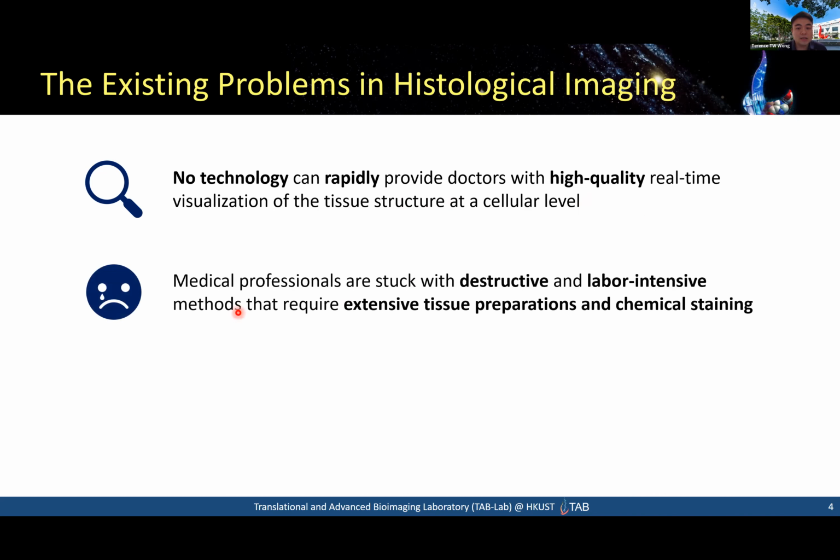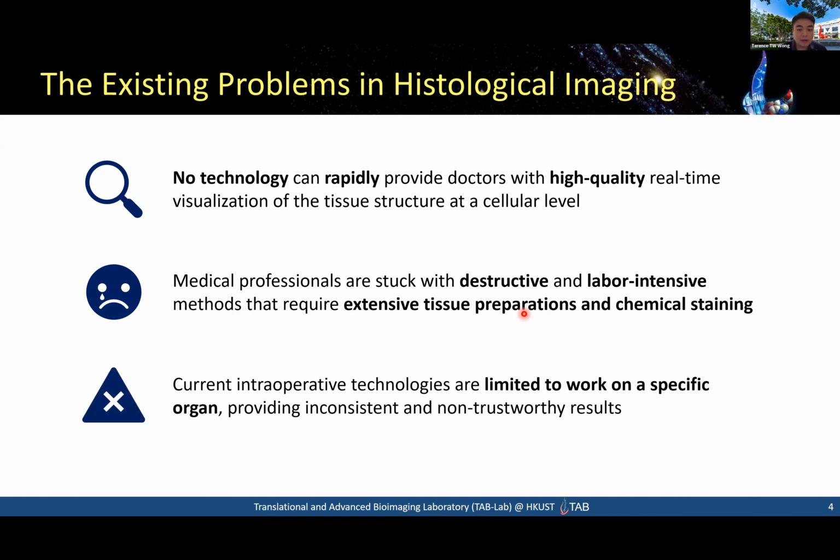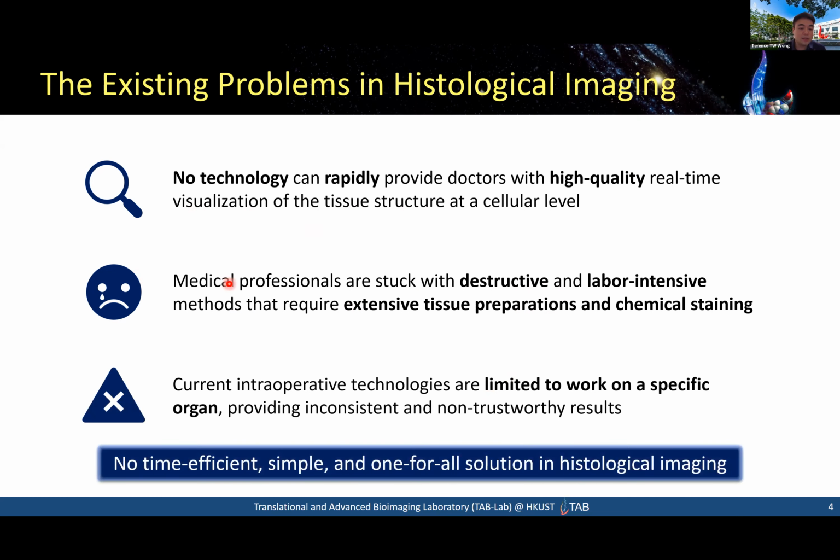And the second thing is it's still destructive to the tissue and also very laborious, such that at the end we can get those so-called high quality images. Okay, so very destructive and takes time. At the very end, like the frozen section, is not applicable to all types of organs. So collectively, if there is one technology that can be time efficient, fairly simple, and work for all types of organs, that would be revolutionary in the histopathology domain.